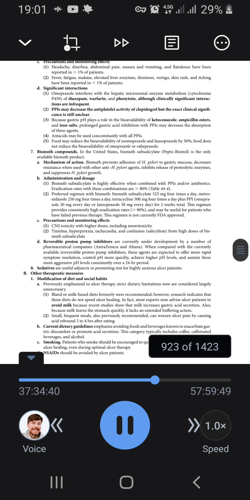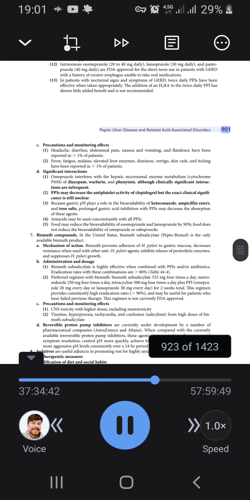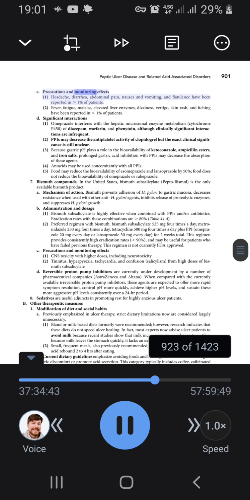Peptic ulcer disease and related acid-associated disorders. C. Precautions and monitoring effects: 1. Headache, diarrhea, abdominal pain, nausea, vomiting, and flatulence have been reported in 1% of patients.